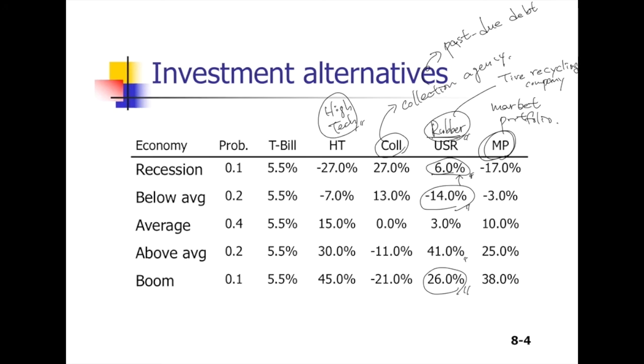A collection agency moves in the opposite direction of the market. So in the market recession, the market portfolio expected return is negative, but the collection agency has a positive return, right? Because there is much past due debt, they can have some benefit from this. And when the market is in boom, the market portfolio has a positive return, but the collection agency has a negative return. Why? Because in this case, there is little past due debt, so they can expect a low rate of return, right?